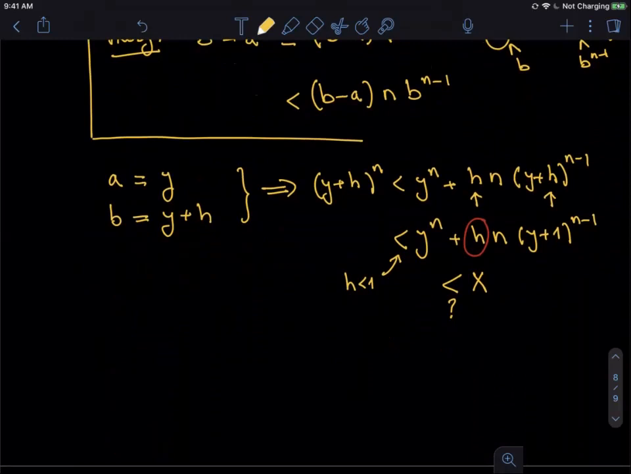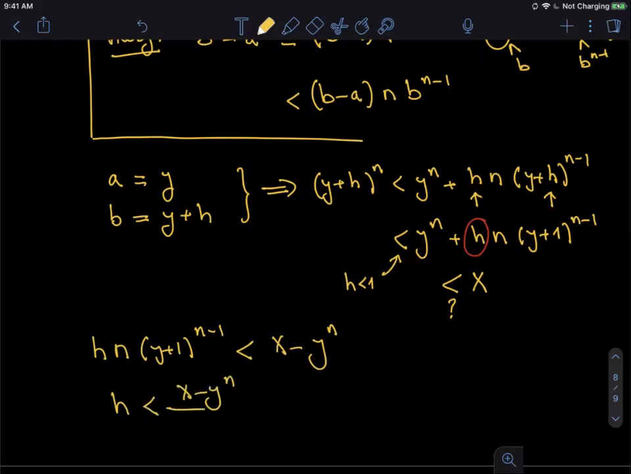And yeah, let's see if we can force that. So 8n(y+1)^(n-1) less than (x-y)^n. Okay, that means 8 is less than (x-y)^n divided by n(y+1)^(n-1). And actually, this is what, if you read from the book, says right away: let h be between 0 and 1 and less than this quantity. And then you may feel like, where did that come from? This is where it came from.